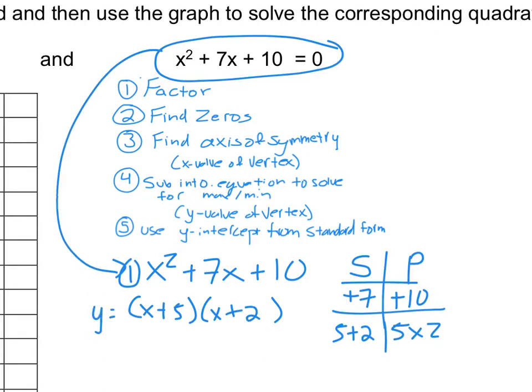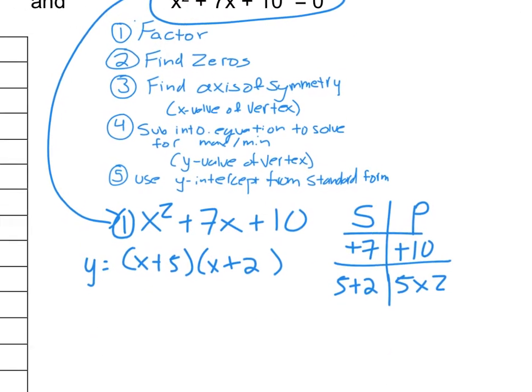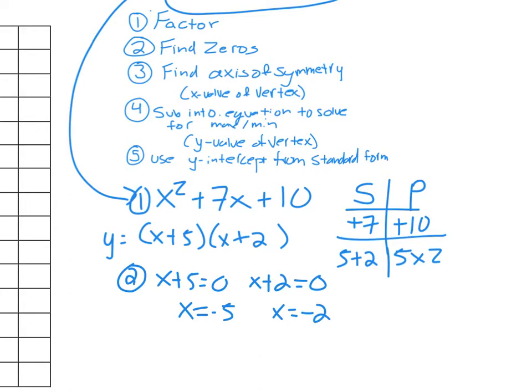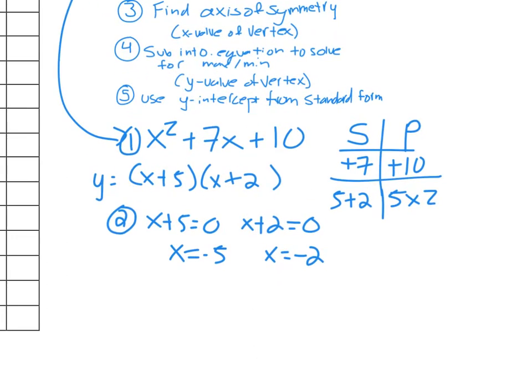Now that I'm done step number 1, which is factoring, I'm going to set these factors equal to 0, so that's step number 2. So solving for the zeros, x plus 5 equals 0, x plus 2 equals 0, x is equal to negative 5, and x is equal to negative 2. So now that I know my two x-intercepts, I'm going to take those two x-intercepts and add them together to find the midpoint, which is my equation of the axis of symmetry.